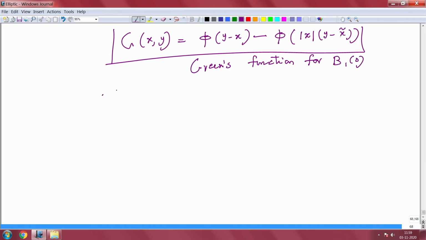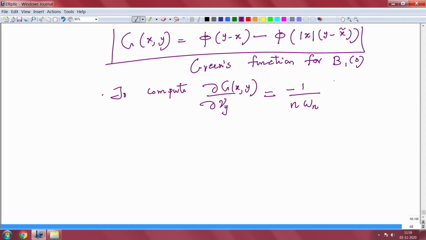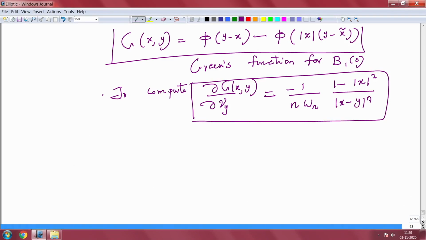Which is an exercise for you to compute. Only thing, take care of the normal properly. Compute dG by d nu y at x, y. I leave that as an exercise for you. You get 1 by n omega n, times 1 minus mod x square, by n omega n, you already have it, mod x minus y power n. You compute this and then you get your representation formula. So, that is a kernel coming into the picture.